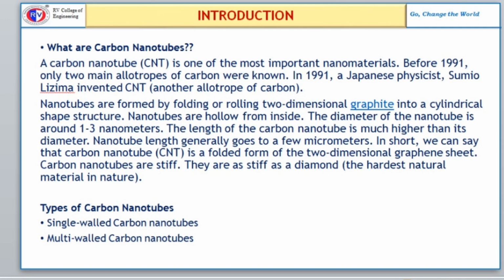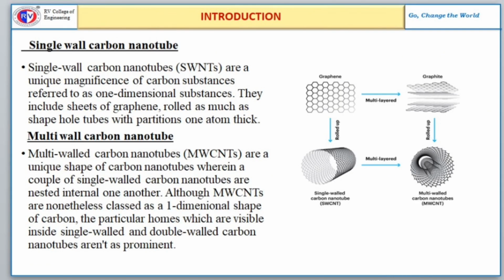Now moving to the types of carbon nanotubes. As the name suggests, single-walled carbon nanotubes are composed of a single layer of cylindrical graphite. Single-walled carbon nanotubes are very important because they have certain properties that other nanotubes do not have, and these properties create interesting applications in various industries.